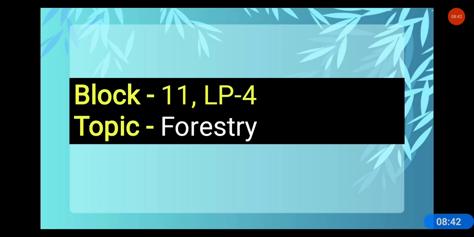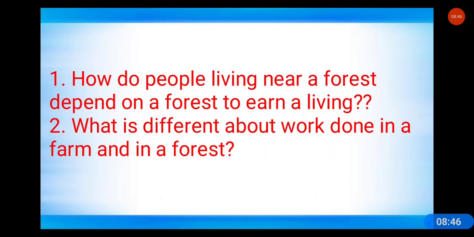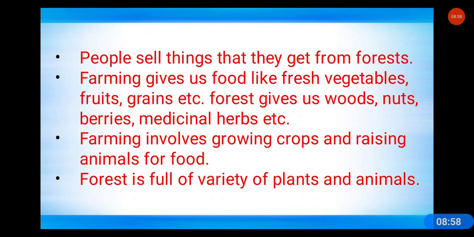How the people earn their living from the forest. So how do people living near a forest depend on forest to earn a living? And second, what is different about work done in a farm and in forest? Let me tell you. People sell things that they get from forest.